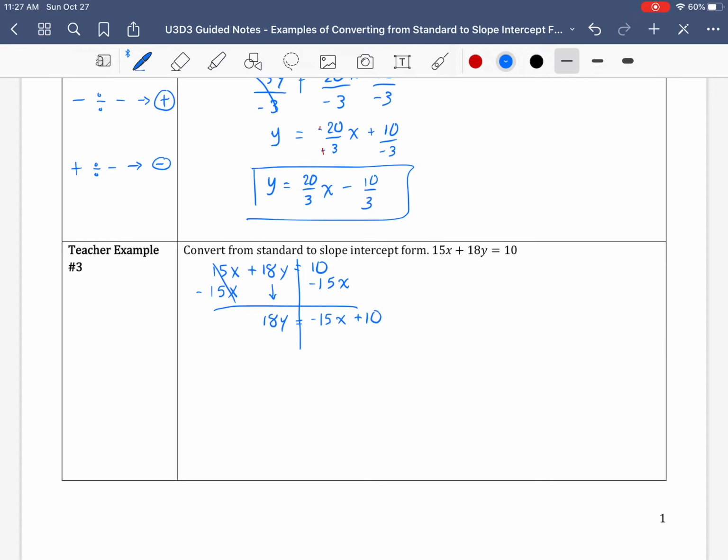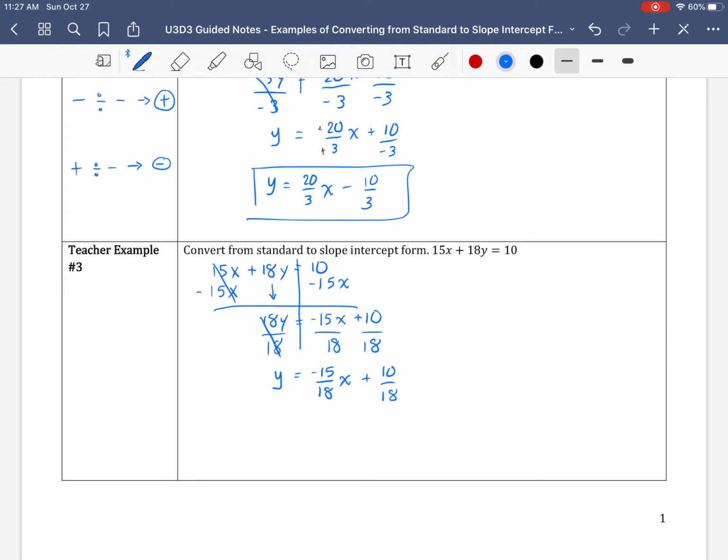Again, in order to continue isolating y, we need to do the opposite of this 18y, which will be to divide by 18. So our 18 divided by 18 cancels to 1. We're left with 1y equals negative 15 over 18 x plus 10 over 18.